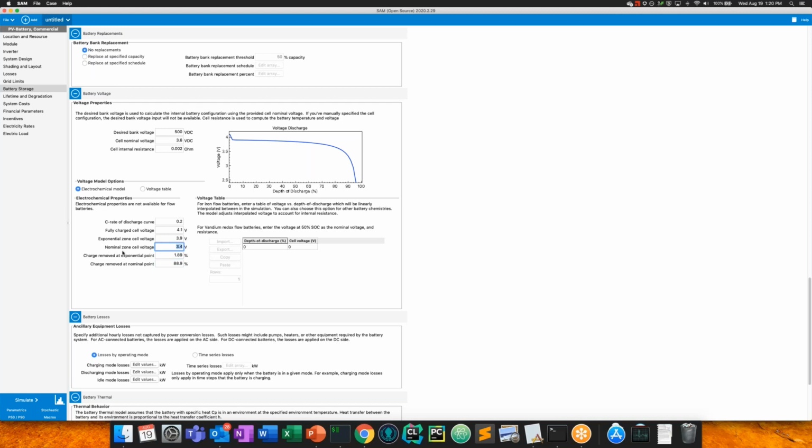Next is the nominal zone cell voltage and the charge removed at nominal point. And this is the counterpart to the nominal zone, where we identify the X and Y coordinates where the nominal zone ends. So if I increase this nominal zone, we'll see much less decrease of the voltage during this nominal section. And we can also make a sharper drop-off by moving the Y coordinate of the nominal zone.